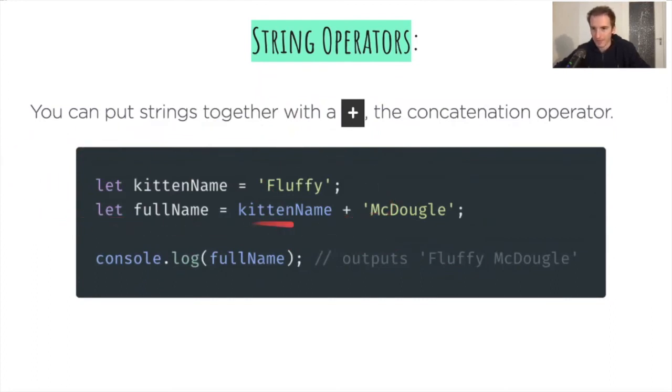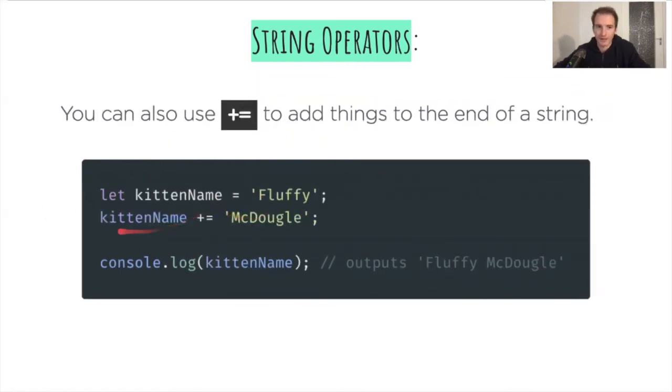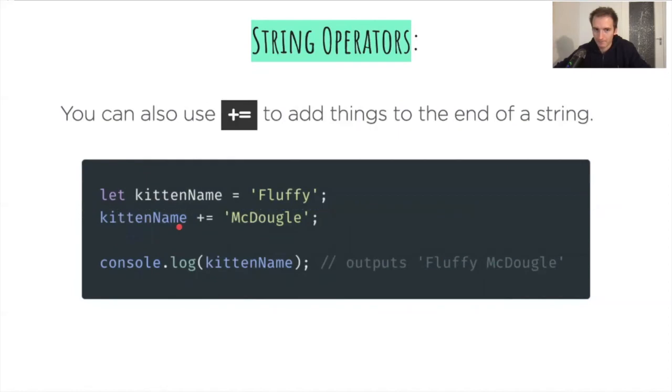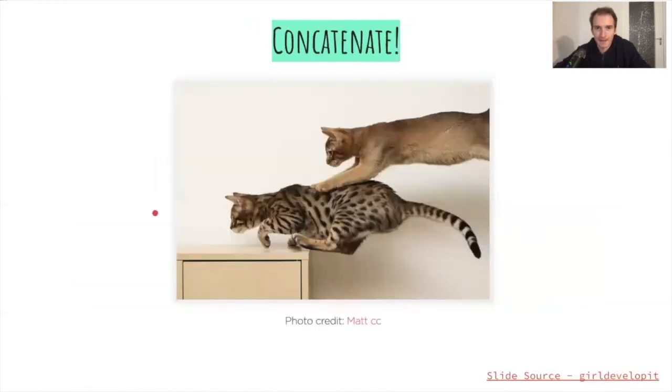We just don't need to repeat the name of the variable 2 times. And in this case, we're just keeping the name, the kitten name, rather than creating a new variable called full name. So maybe that's a little bit more clean, a little easier. So the way to remember this is an image like this. Concatenation is a cat jumping on another cat, and that's sort of like one sticking to each other. So hopefully this helps. At least a funny cat pic.